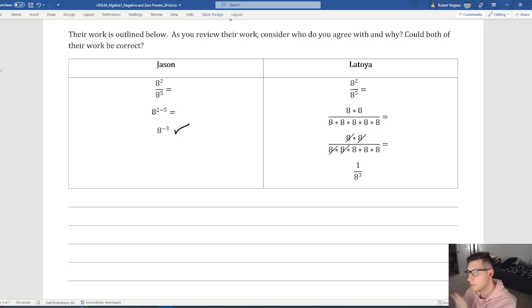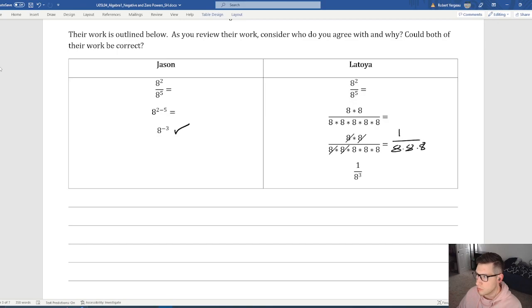Now let's take a look at Latoya. If we look, we have Latoya expanding this out. We've gone from 8 squared over 8 to the 5th, and Latoya says, okay, well, it's actually 8 times 8 over 8 times 8 times 8 times 8 times 8. Then she says, oh, I have the same thing over the same thing, so I can cancel these. When we cancel these, the one step she doesn't really write is 1 over 8 times 8 times 8. What she says is, well, it's really 1 over 8 cubed, because we have 8 times 8 times 8.